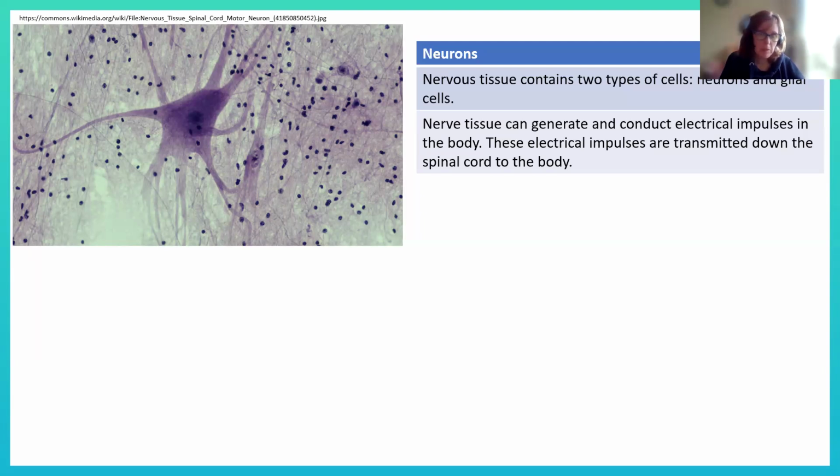They're transmitted down the spinal cord and out to the body. So down the spinal cord, then out to your arms, to your legs, and out to the periphery. And we'll have a look at how that's structured as a tissue later on today.